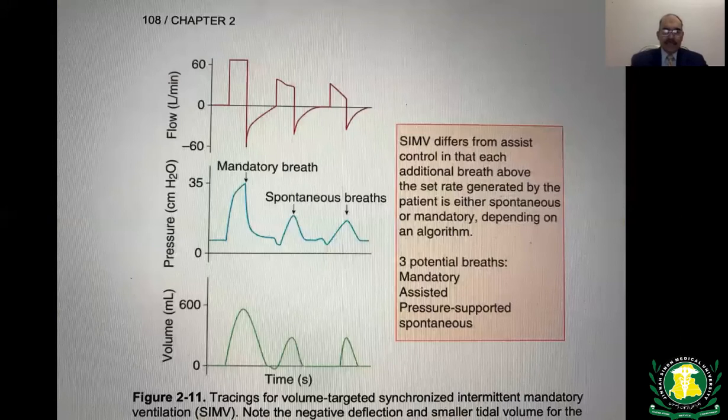Again, in this picture, you can see the first breath is ventilator delivered, and the next 2 breaths are spontaneous breaths. As you can see, there is a negative deflection, and at the bottom of the green graph, the tidal volume of those 2 breaths is small because those are spontaneous breaths.